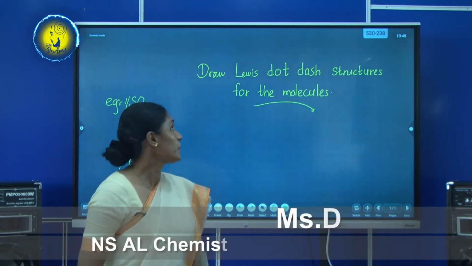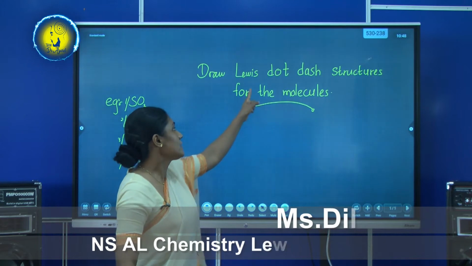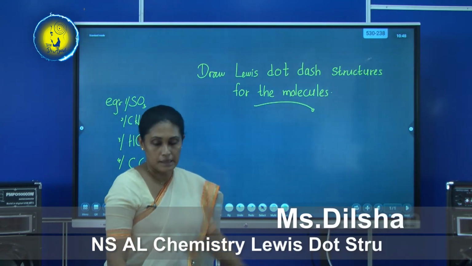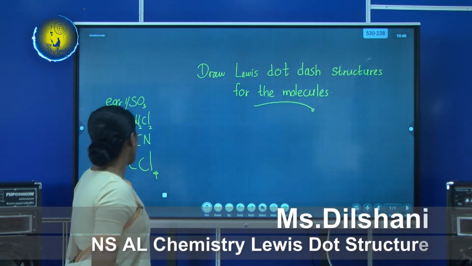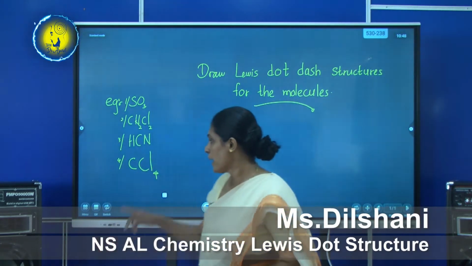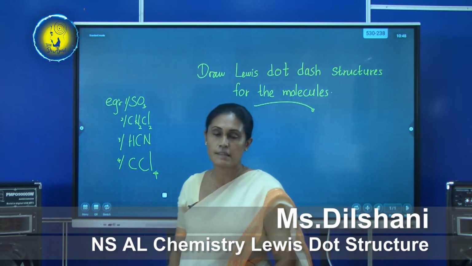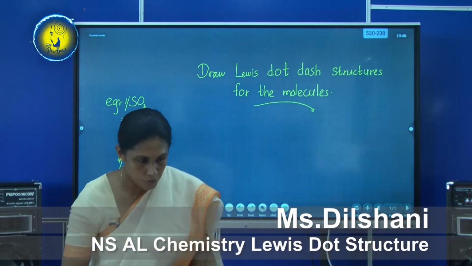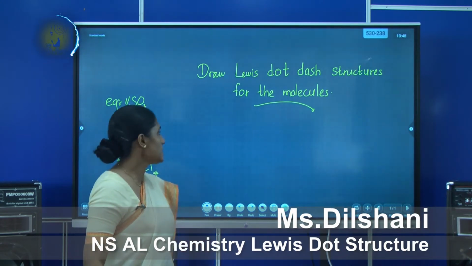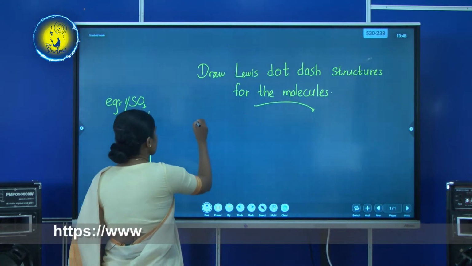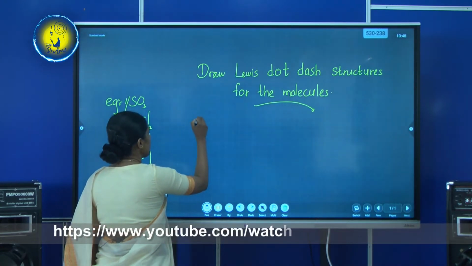Part of the lesson, right? Draw Lewis dot-dash structures for the molecules. I have brought 4 examples to you. One is sulfur trioxide. I'm going to start with sulfur trioxide. Before you draw this, as a beginner, it's good to write the number of electrons.